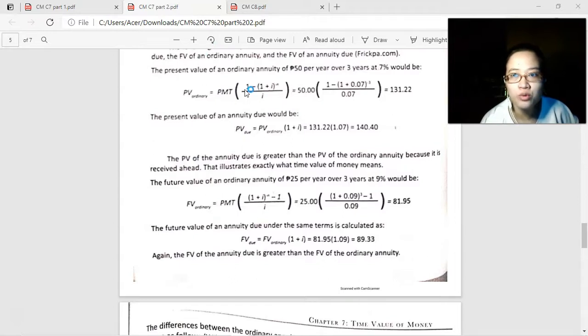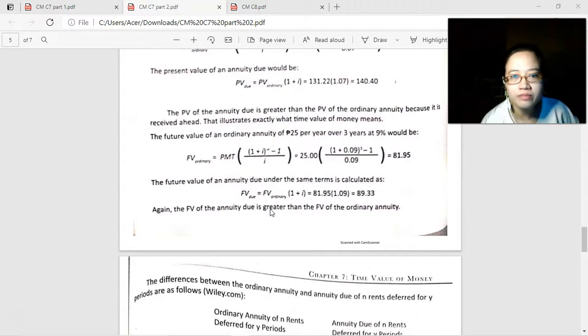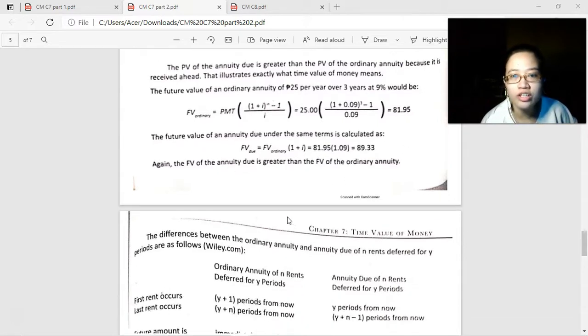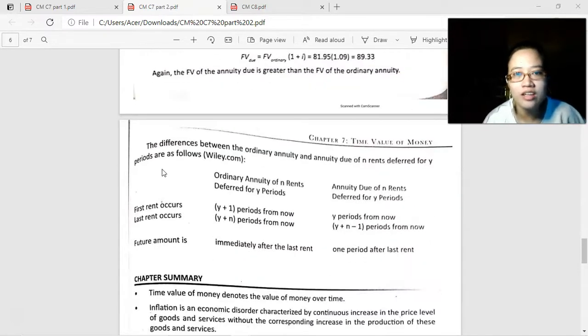Pag present value, 1 minus 1 plus I raised to negative N over I. Pag future value, 1 plus I raised to N minus 1 divided by I, okay? Future value of an annuity due under the same terms is calculated as, okay, future value times 1 plus I, okay? Again, the future value of the annuity due is greater than the future value of ordinary annuity, okay?